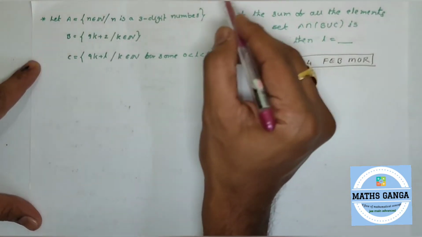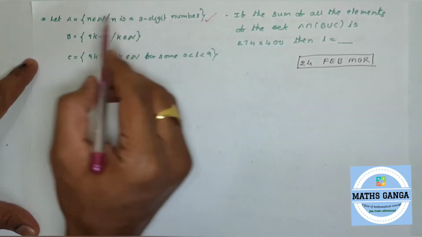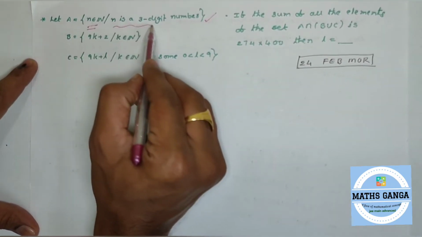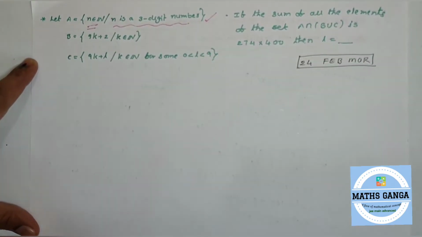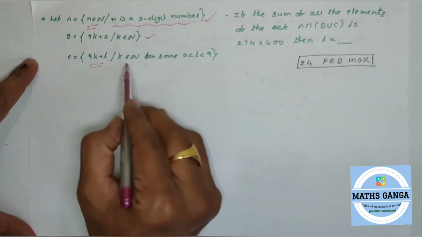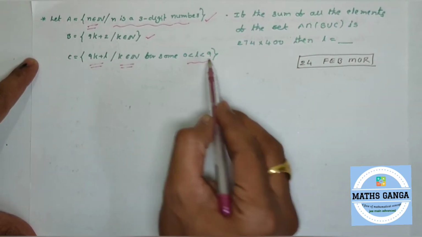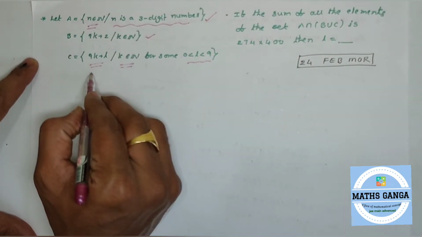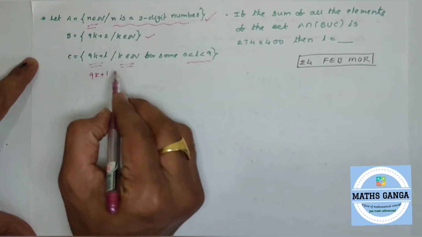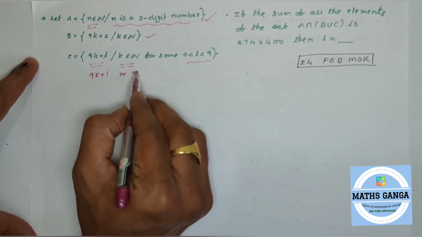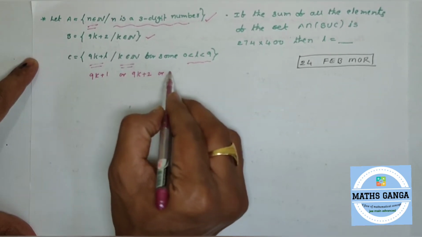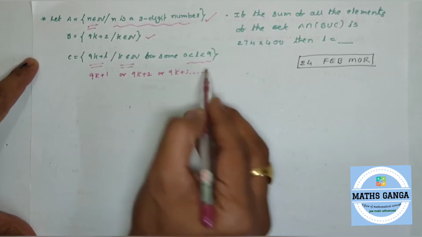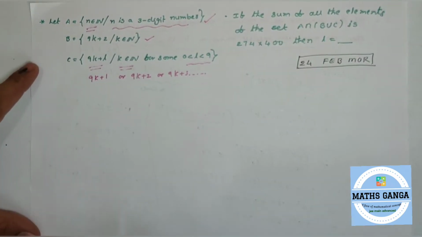A is a set and the set contains natural numbers n, and that n is a 3-digit number. B is 9k plus 2 for k belongs to natural, and C is 9k plus L for k belongs to naturals, and that L is in between 0 and 9. That L may be 1, maybe 2, maybe 3, like that. So here C contains maybe 9k plus 1 form numbers, or 9k plus 2 form numbers, or 9k plus 3 form numbers, like that. Okay, and now what's the question?